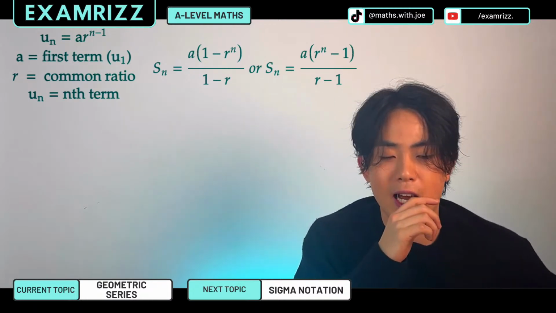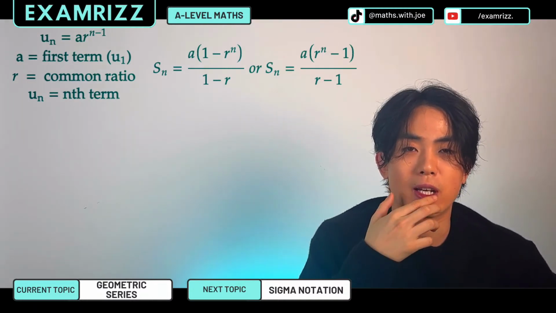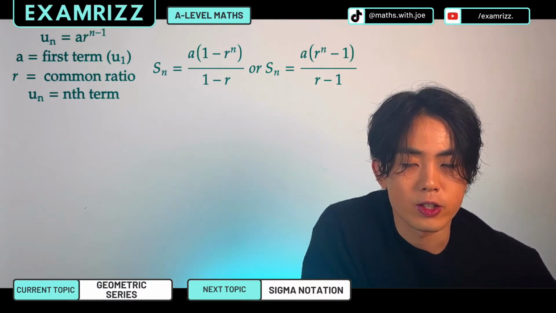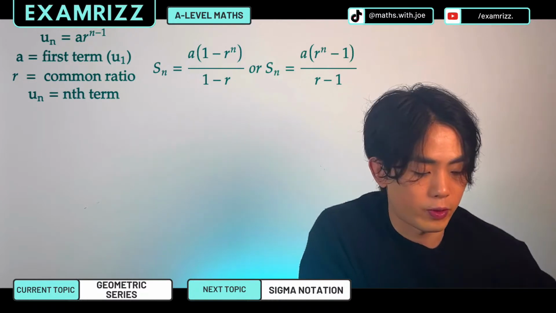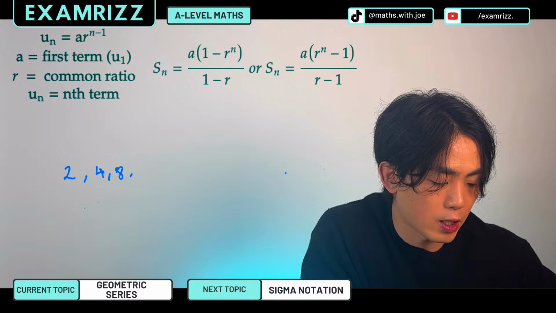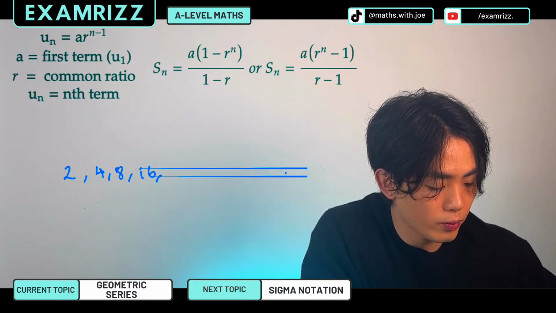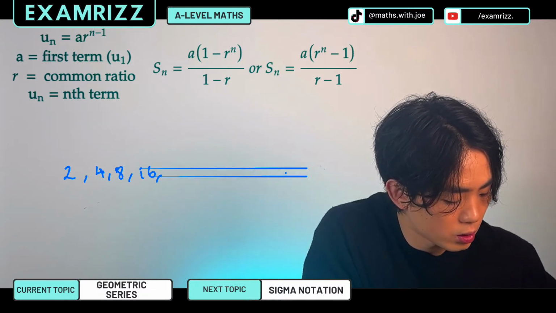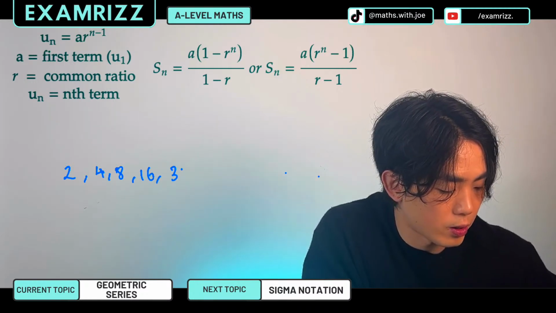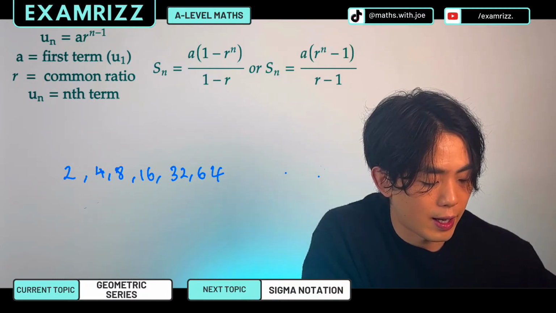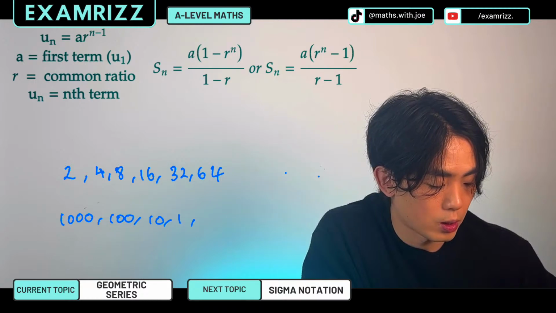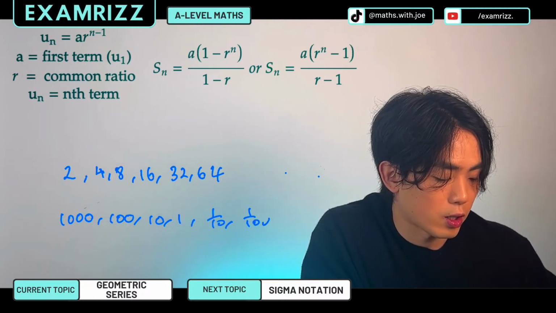Okay, so that's really it for the arithmetic sequence and series. We're going to change and go ahead and look at the geometric ones. So the geometric sequence or geometric series first is when we have an example of maybe 2, 4, 8, 16, 32, 64 like this, or even like 1,000, 100, 10, 1, 1 over 10, 1 over 100 like so.